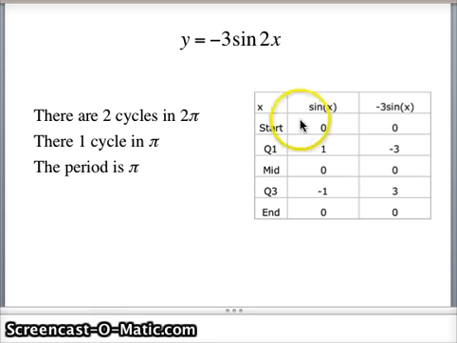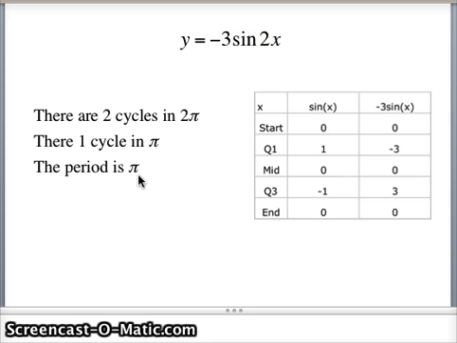Now, what's happening here with our sine function? Usually the starting point is 0, first quarter is 1, midpoint is 0, next quarter is negative 1, and the ending point is 0. Except we're multiplying that sine function by negative 3. So negative 3 times 0 is 0, negative 3 times 1 is negative 3, negative 3 times 0 is 0, negative 3 times negative 1 is positive 3, and negative 3 times 0 is 0. So let's go ahead and graph y equals negative 3 sine 2x.